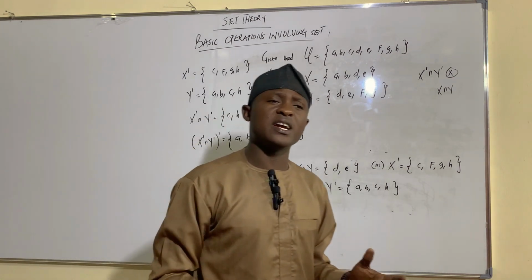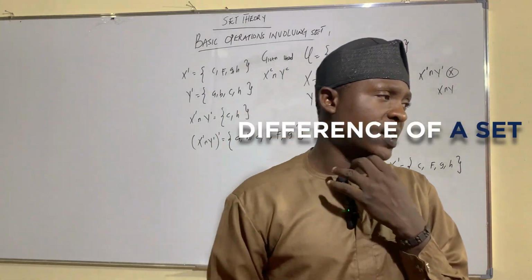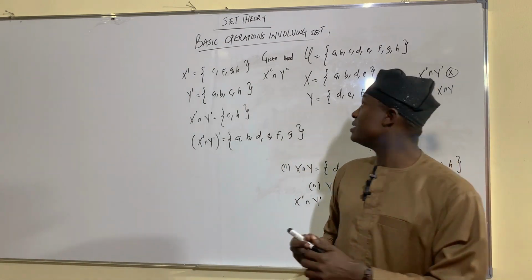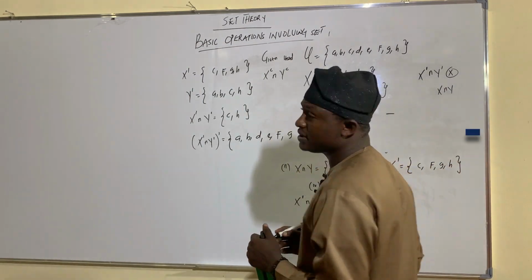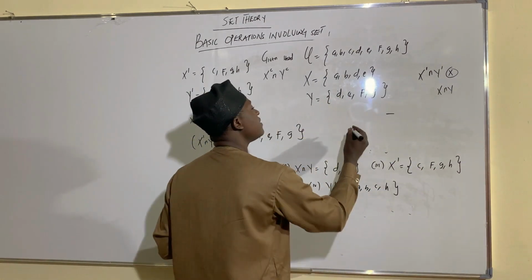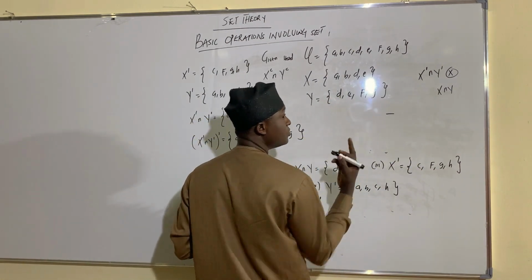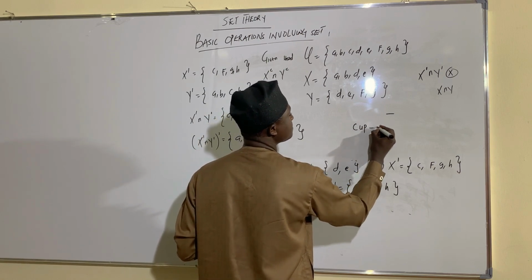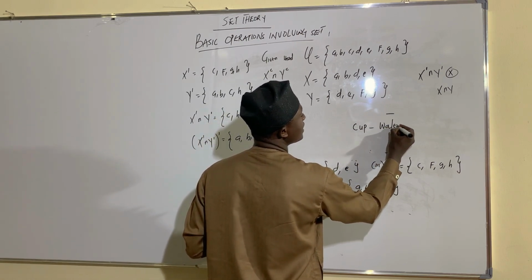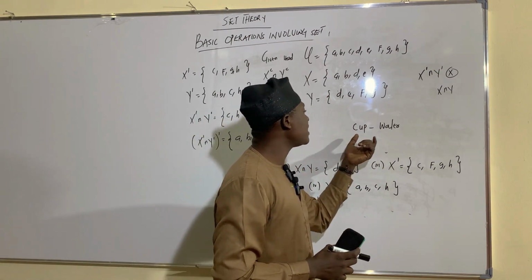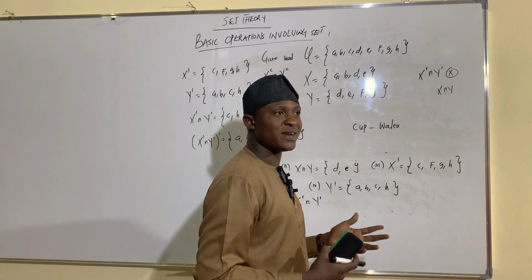We also have another operation, the difference of a set. That one means how can we find the difference between two sets? That one is demarcated with something like minus, like this. Difference of a set. Let's say we have cup and water, and we use minus on that set. It's just like what we have inside cup but not in water.